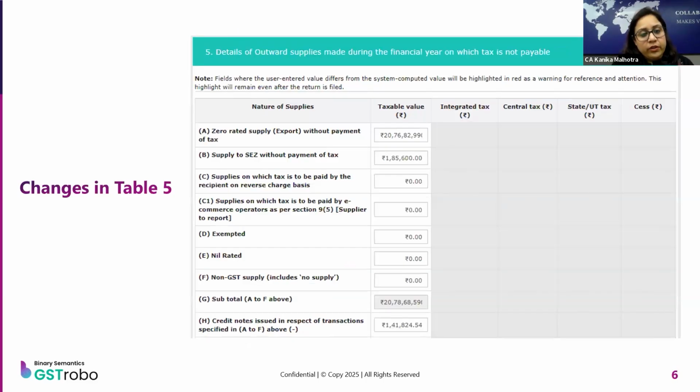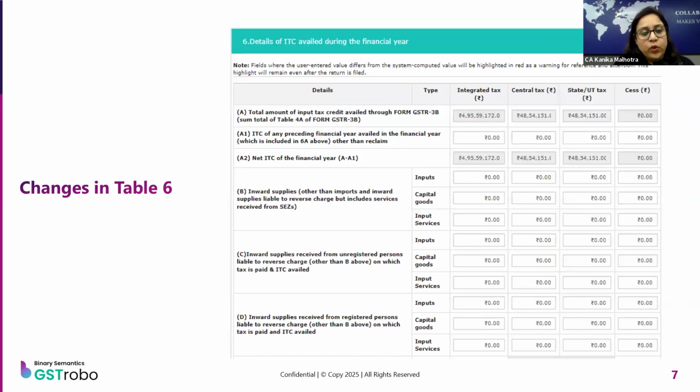Now in table 5, you can see similarly, if you talk about that restaurant service, that is an exempted supply for that restaurant, because e-commerce operators are already paying taxes on your behalf. So here in C1, those such supplies that are covered under section 9(5) will be reported by the suppliers here. So these are the minimal changes that are being done by you and your e-commerce operators basically to be reported here. Now comes a major area of discussion, where all the changes will be discussed.